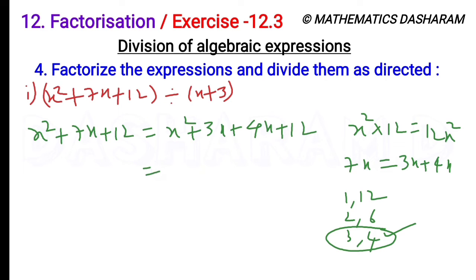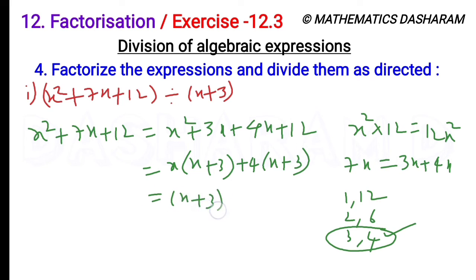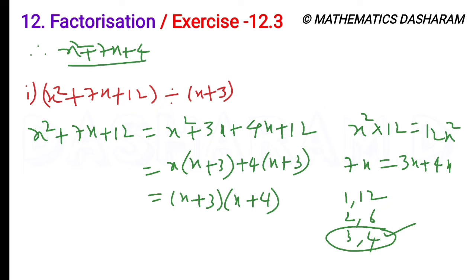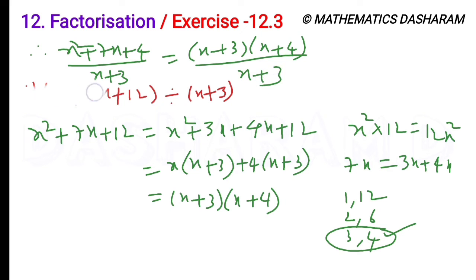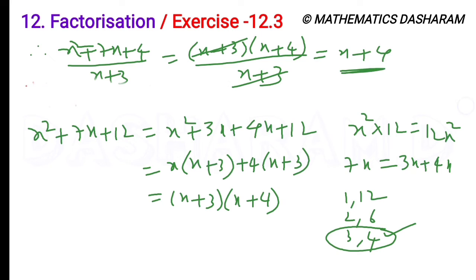From the first two take x common, so x plus 3. From the last two, 4 common, x plus 3. Now here x plus 3 into x plus 4. So let us find out our required answer. So x square plus 7x plus 12 equals x plus 3 into x plus 4 divided by x plus 3. So x plus 3 cancel, so it is equal to x plus 4.